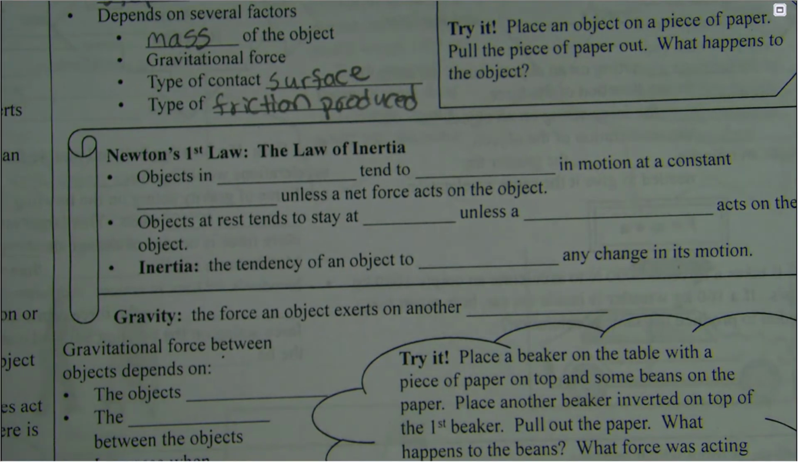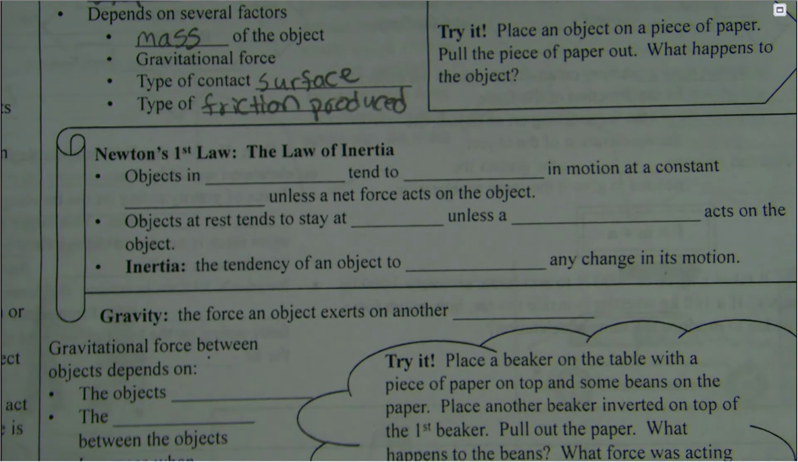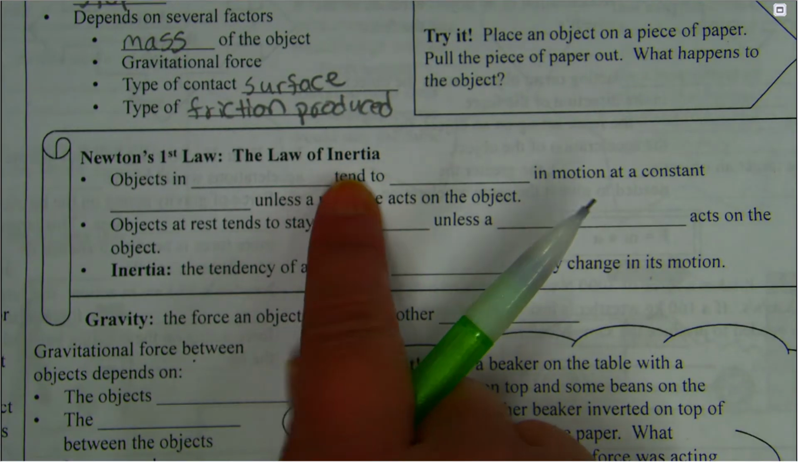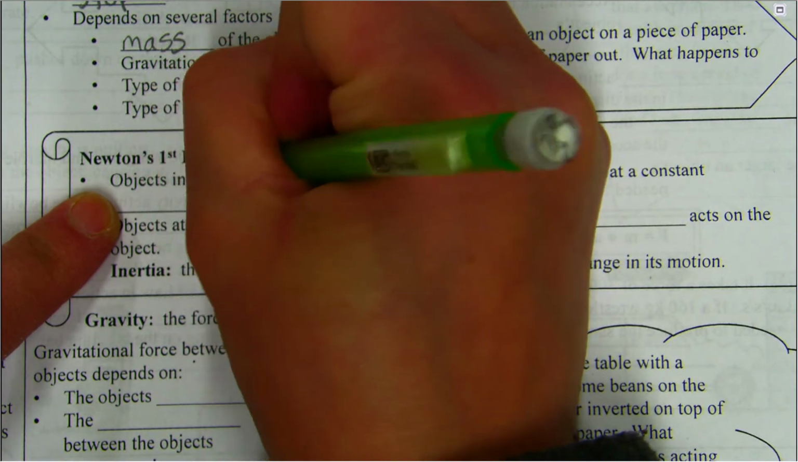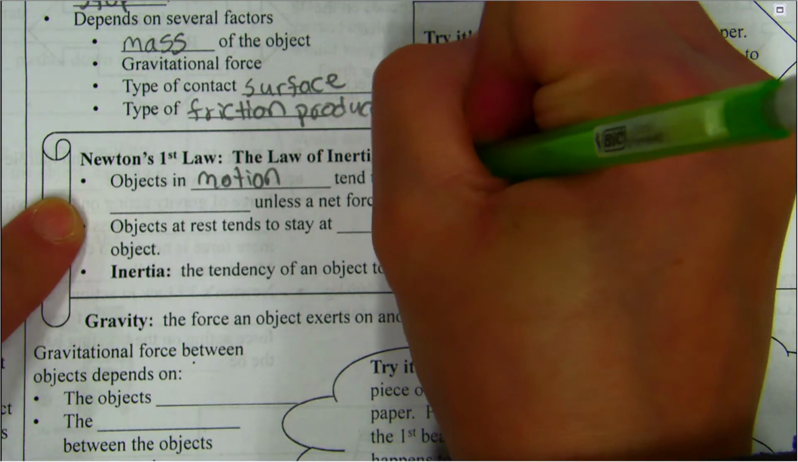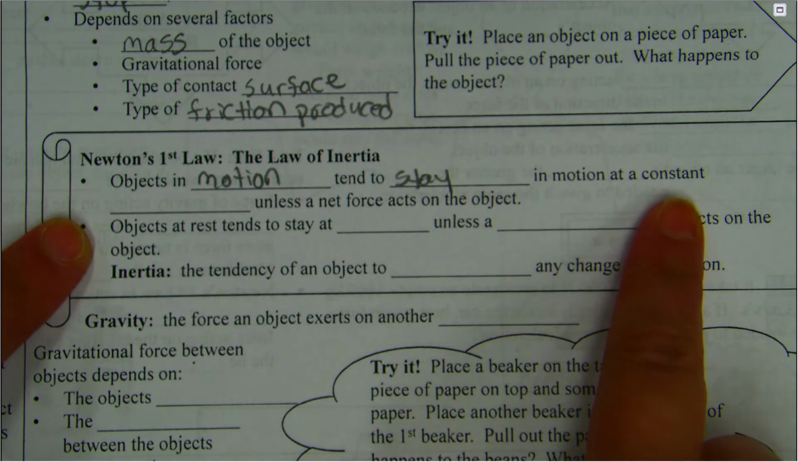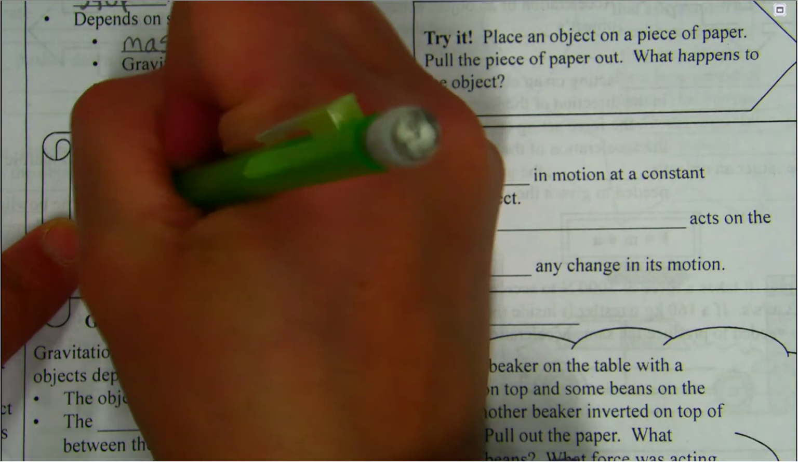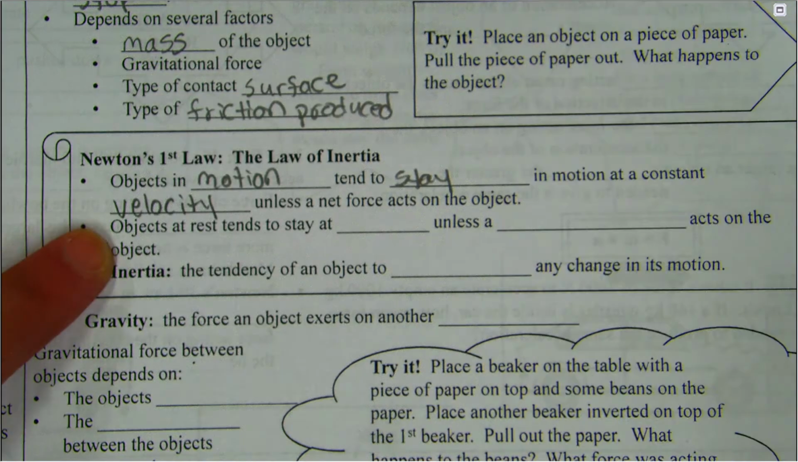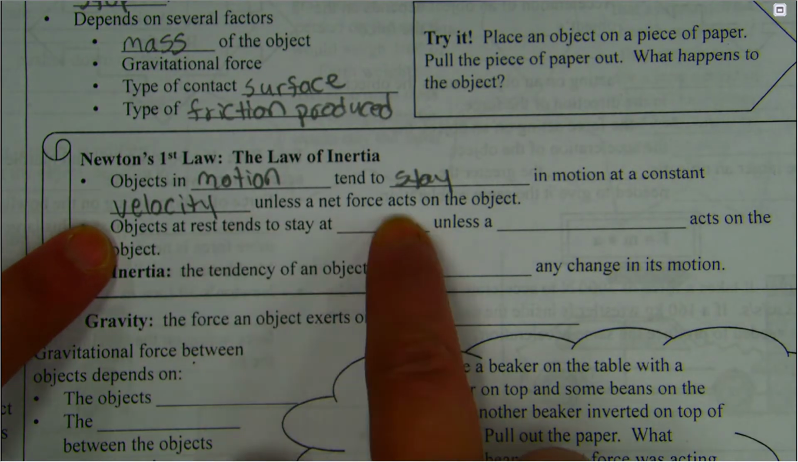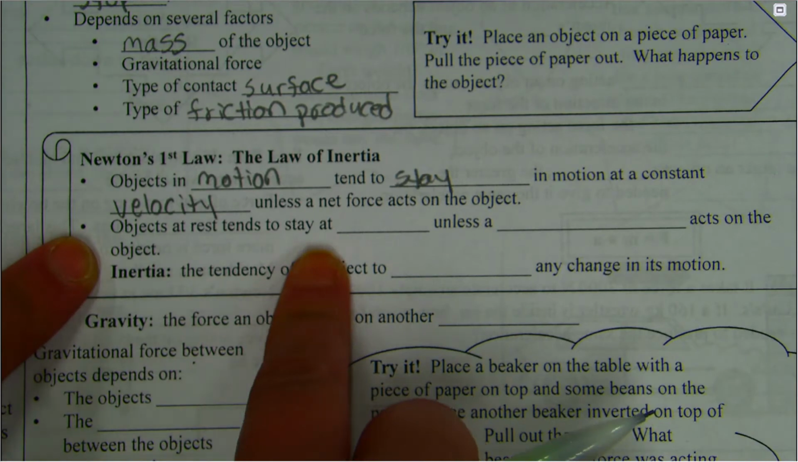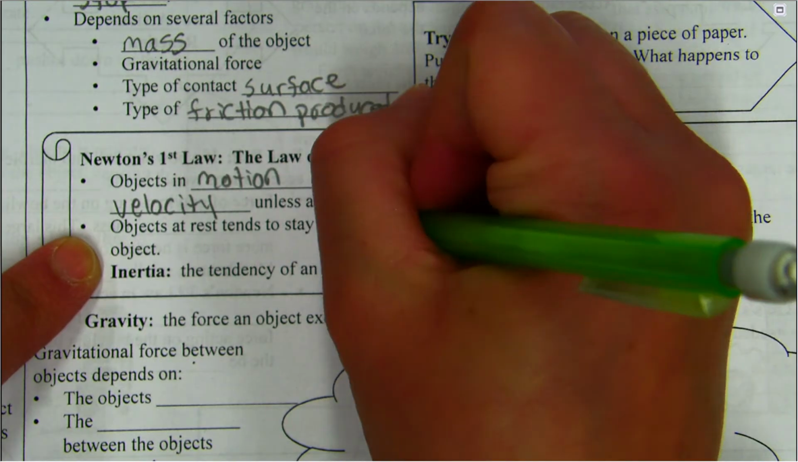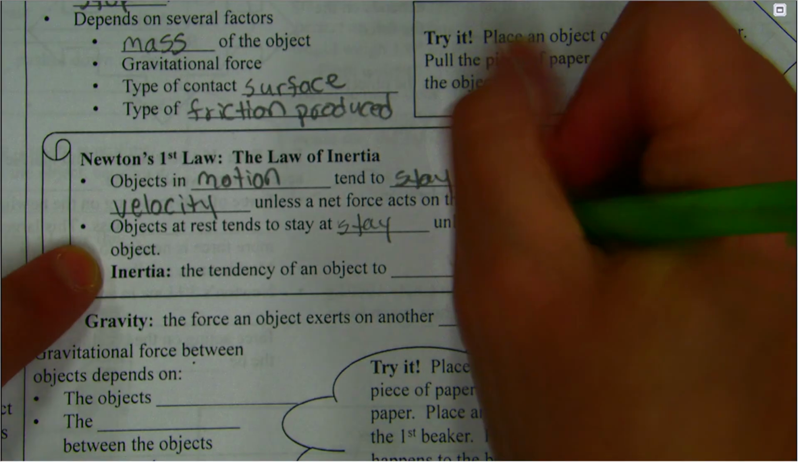So let's look at Newton's first law. And this is the law of inertia. This is defined as objects in motion tend to stay in motion at a constant velocity. And remember, velocity is speed of an object with the direction, unless a net force acts on the object. So things that are moving will stay moving. The object at rest tends to stay at rest unless a net force acts on the object.